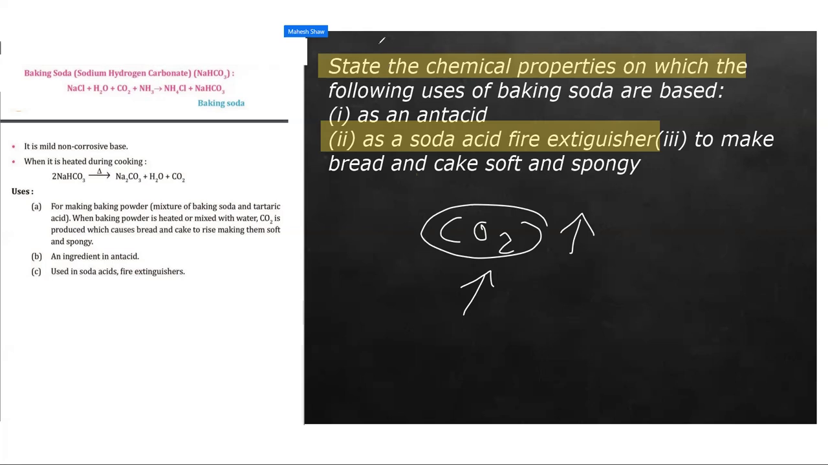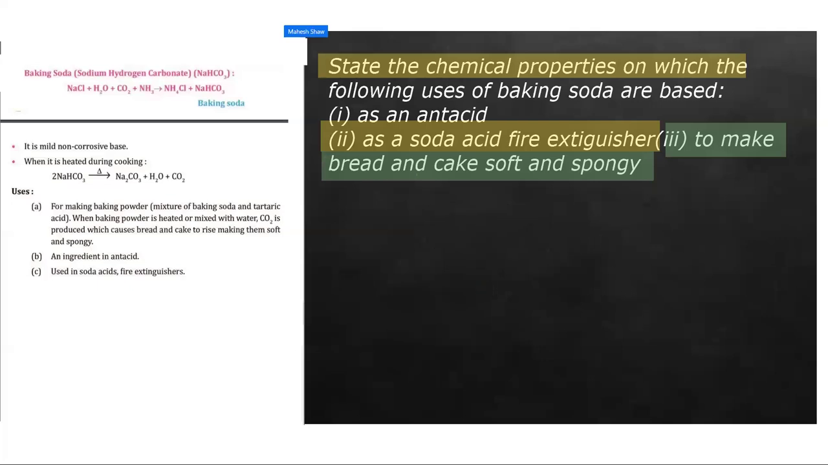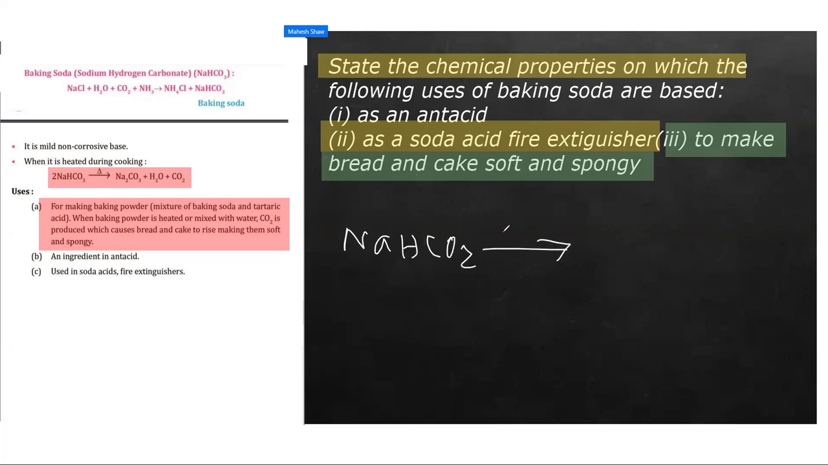And the next one here is to find out its application in the bakery industry, that is for making bread and cakes soft and spongy. What I have already explained to you is that this is used in the bakery industry because of these reactions. When baking soda, NaHCO3, is mixed with dough and heated, it results in the formation of sodium carbonate, Na2CO3, plus water and carbon dioxide.